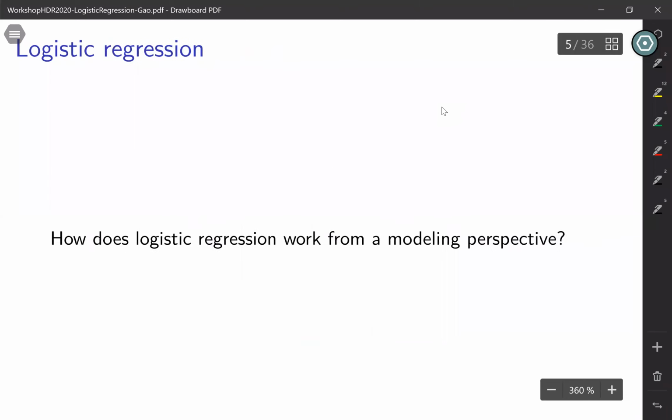Now we want to model the probability. Like I said, due to the range of the probability being 0 to 1, it's not very easy to use a math equation to model this probability. So instead, we want to use a transformation. Next I'm going to talk about that.